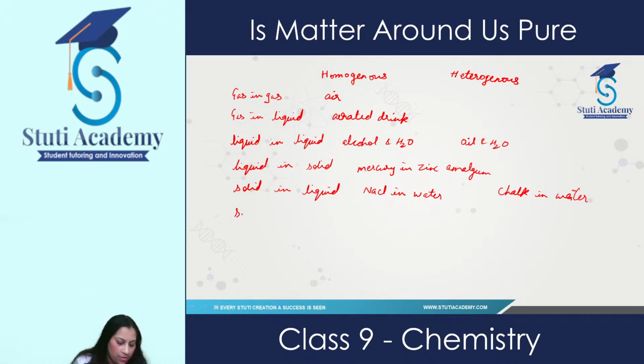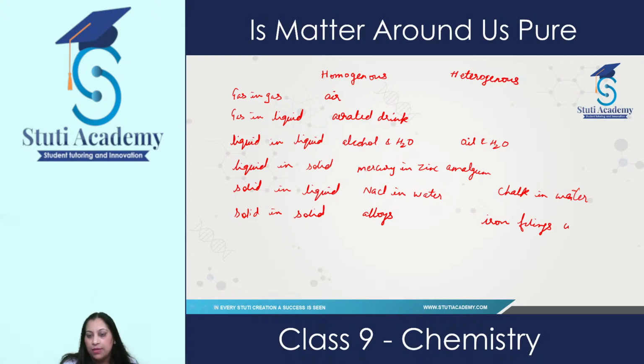Then solid in solid. Yes, for solid in solid, an example of homogeneous mixture is alloys, and heterogeneous is iron filings with sand. Okay, so when we mix iron filings with sand, you can easily see where are the iron filings and where is the sand. Okay, so these are the examples of different kinds of mixtures, and these are types of mixtures.